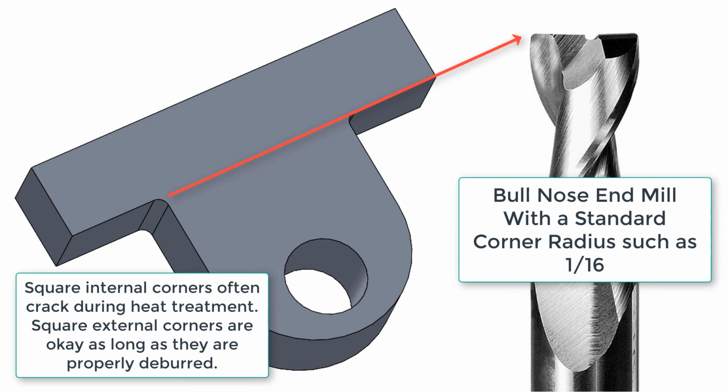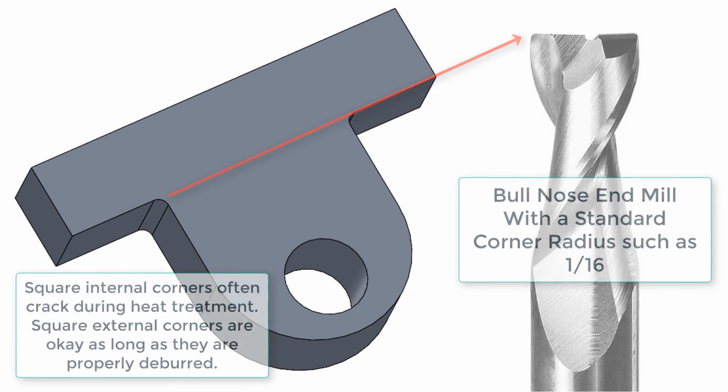Remember, when I design a fillet like this, I want to keep the cost down. So I'm going to put a standard size, such as the 1/16 fillet I've used, because I can buy a pre-ground bull nose end mill with that fillet.